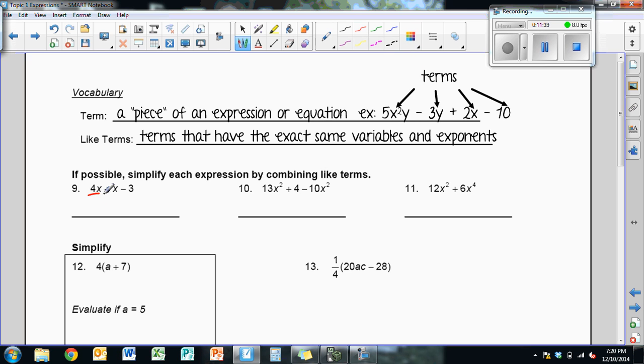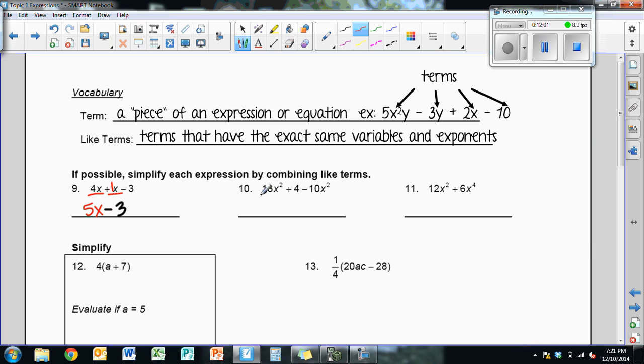We have 4x, which has an x on it. That means it can go with anything else with an x on it. So I've got another x here. 4x plus 1x gives me 5x, and I'm left over with that minus 3.